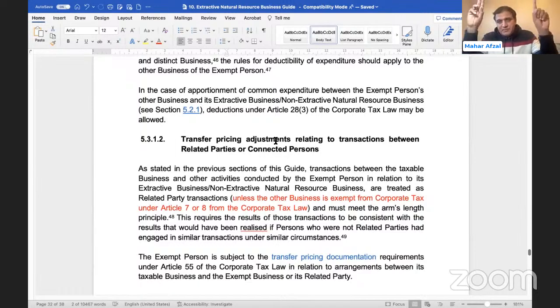These two businesses, of the four options that were discussed, two are where you are doing the extractive and non-extractive natural resource business, and you are doing other business as well. They said these two will be treated as two separate businesses, and any transaction between the related parties will be subject to TP rules and regulations.